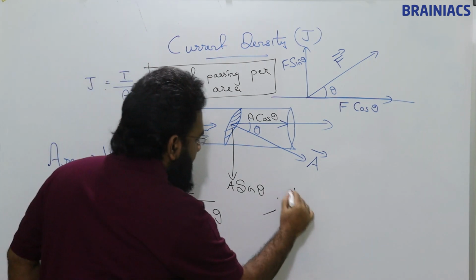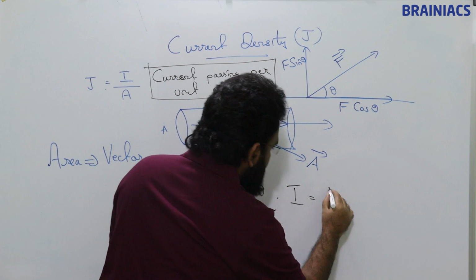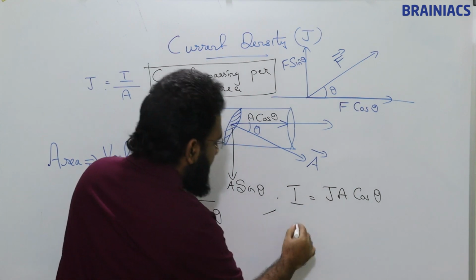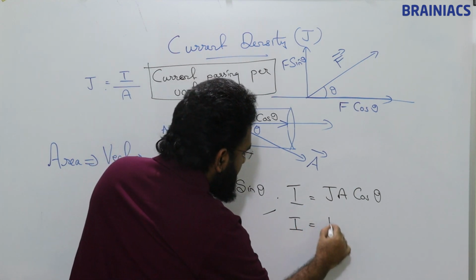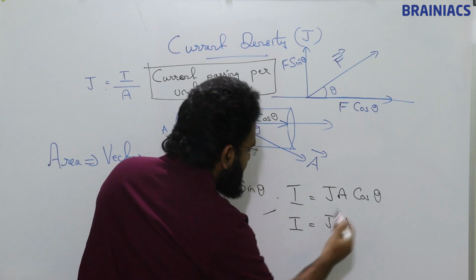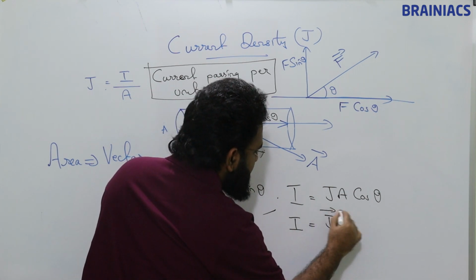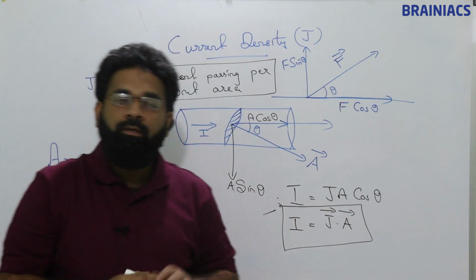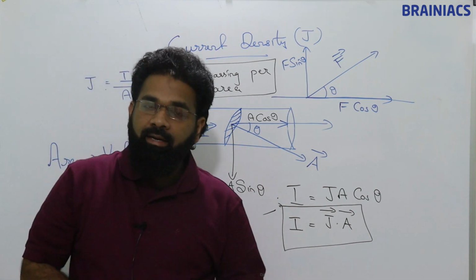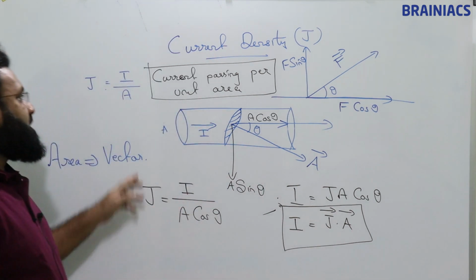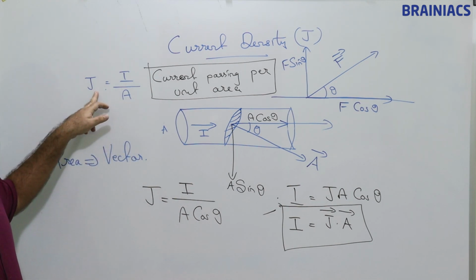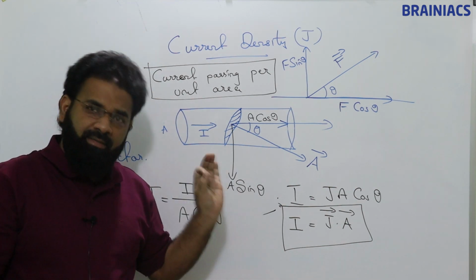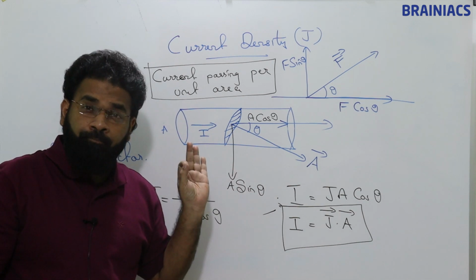So I can write I is equal to J A cos theta, or I can write I is equal to J dot A. So J is a vector, A is a vector. So current is nothing but J dot A. So current density is a vector, area is a vector. Current is not a vector. We have discussed in the last class. Current is a scalar, or at most we can say current is a tensor.